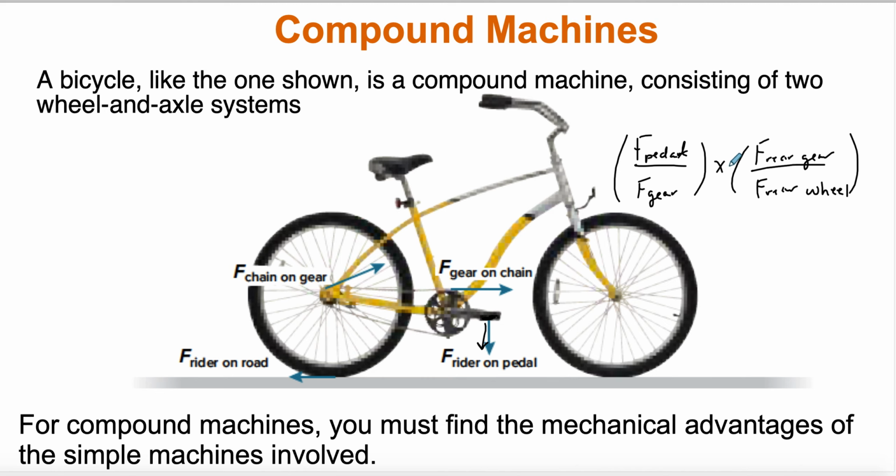We can take these two and match them up, because that's usually information that we're given. So you could take the force on the rear gear and divide that by the force on the front gear. And generally this isn't forces, it's usually radii. So you take the rear radius divided by the front radius for the bicycle here.